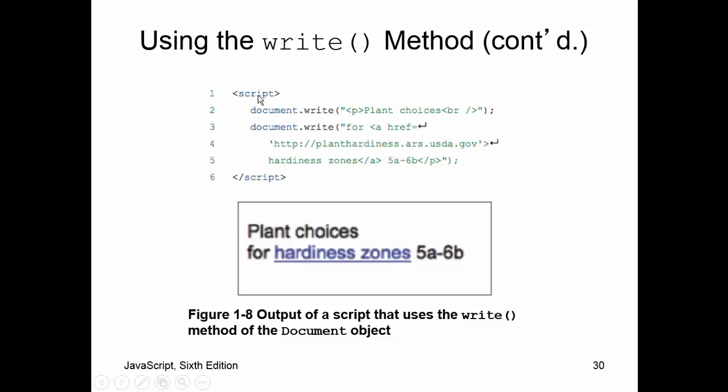So inside of our script tag, we're doing a document.write, which says what we want to do is write, and this is a P tag, so we want to write a paragraph that says plant choices and then have a line break. Then on the next line, four hardiness zones. And if you click hardiness zones, you should be going off to that website right there. Then 5A to 6B, and then end your paragraph. So the code you see right there creates the output that you see right here.